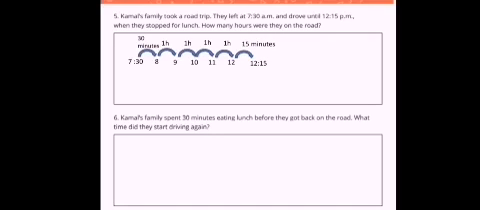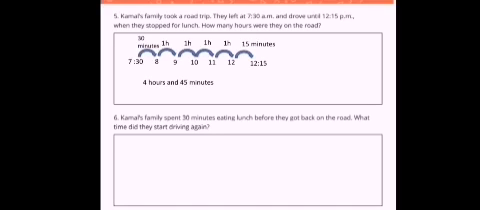Now we will count how many hours we have. We have 1, 2, 3, and 4 hours. And how many minutes? 30 plus 15, 45. So they spent 4 hours and 45 minutes.